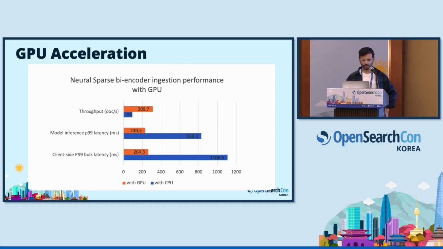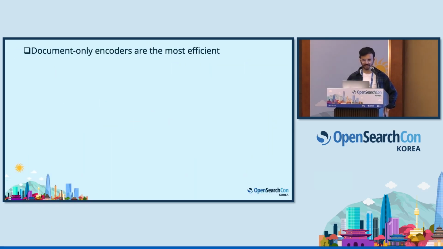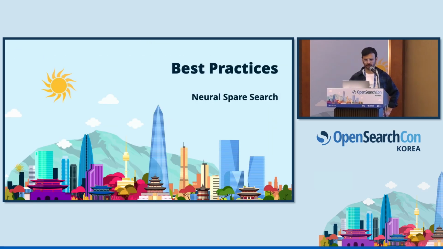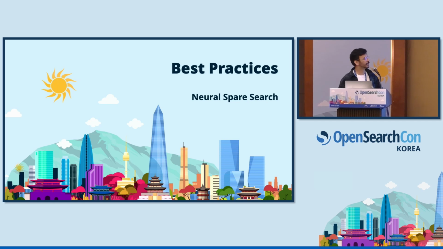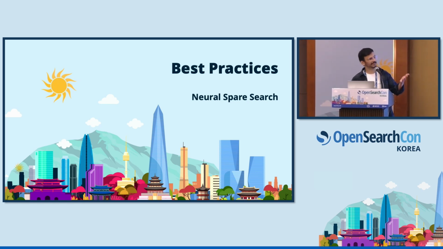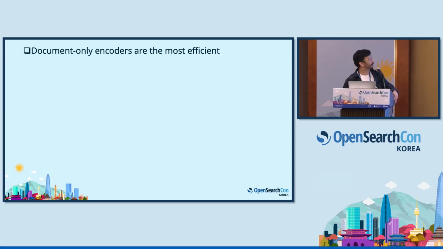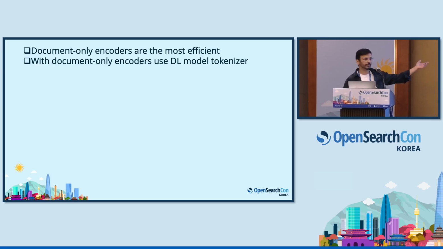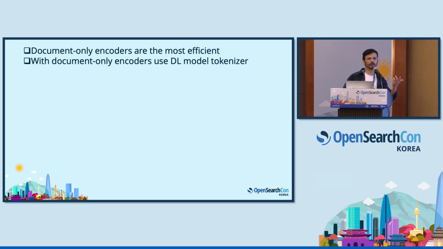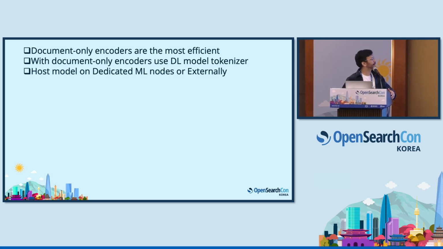I will not go through the benchmarks for obvious reasons, but in the last minute I will talk about the best practices, as a summary, if I may. Use a doc-only encoder, which is much more efficient. And with the doc-only encoder, you can also use, from the latest versions, the deep learning tokenizer, which means you don't necessarily have to deploy a tokenizer.